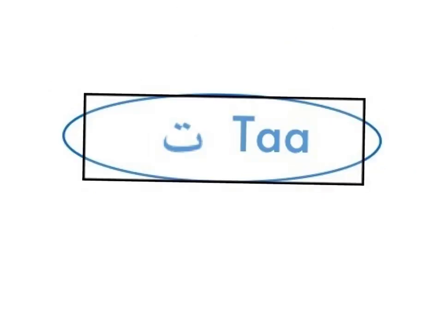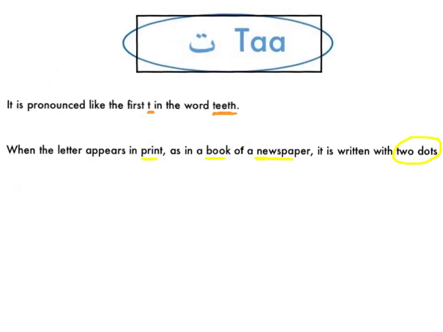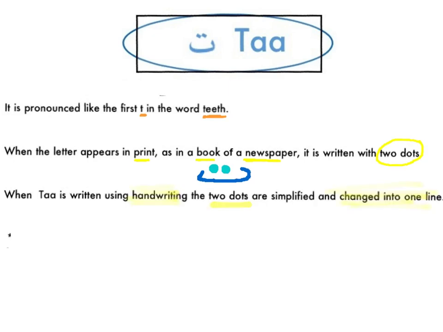Ta is the third letter in the Arabic alphabet. It is pronounced like the first T in the word teeth. When the letter appears in print, as in a book or a newspaper, it is written with 2 dots. When Ta is written using handwriting, the 2 dots are simplified and changed into 1 line.